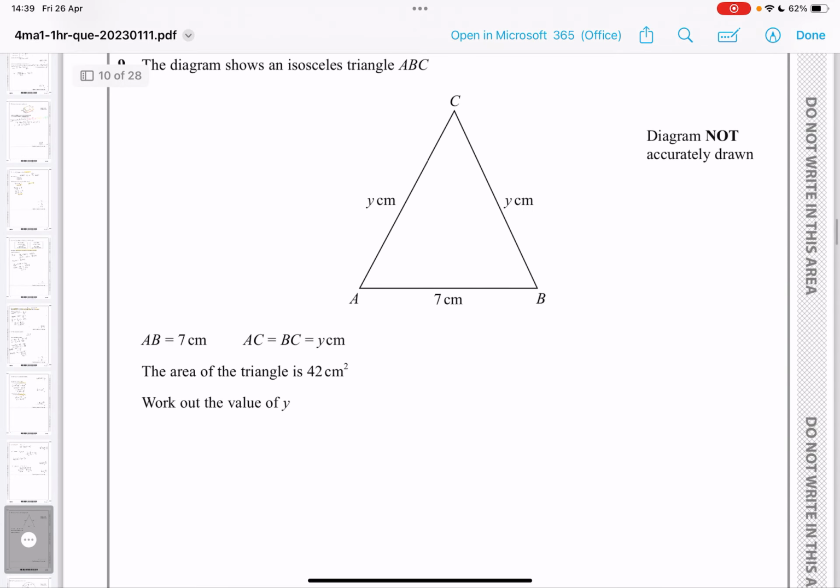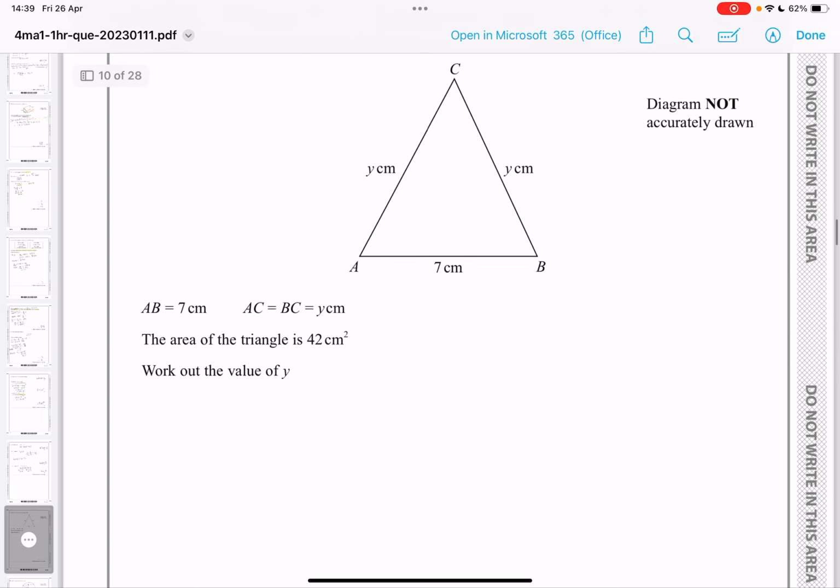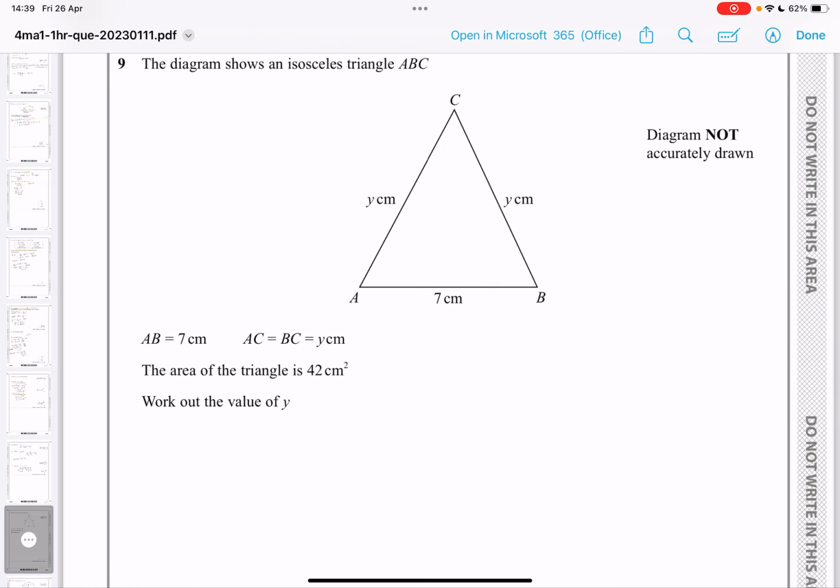The diagram shows an isosceles triangle ABC. AB is 7 centimeters, AC equals BC equals y centimeters. So that immediately tells us, that reinforces that it's an isosceles triangle. The area of the triangle is 42 centimeters squared. Work out the value of y. Okay.